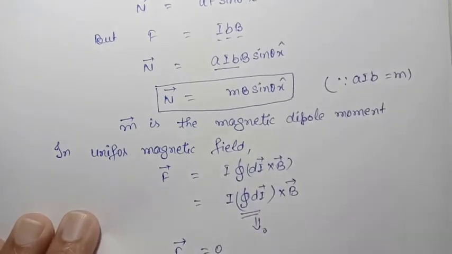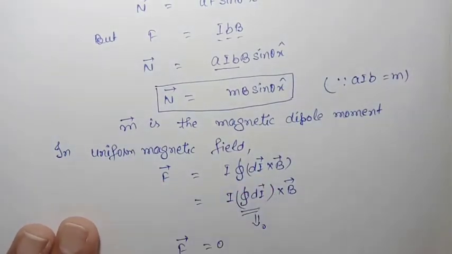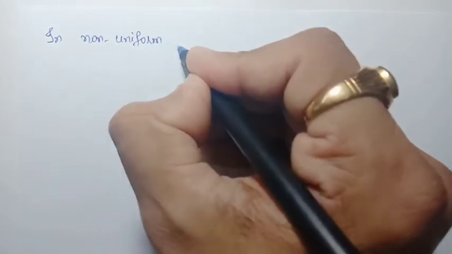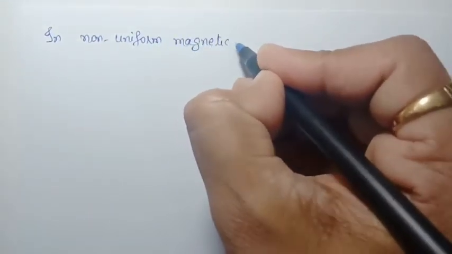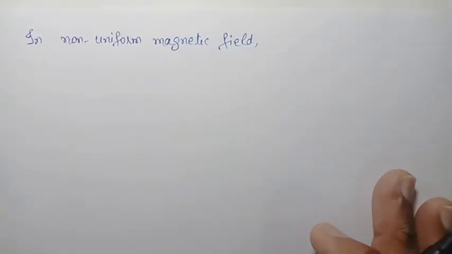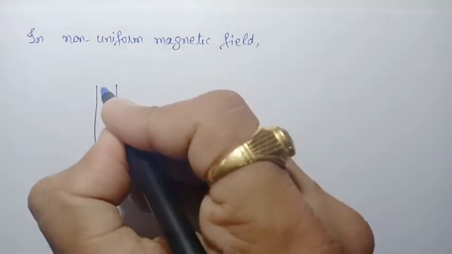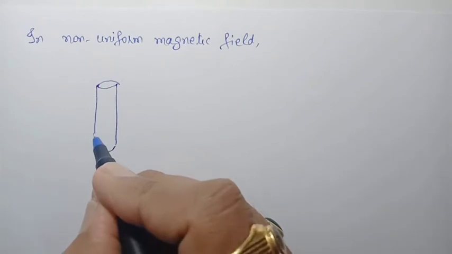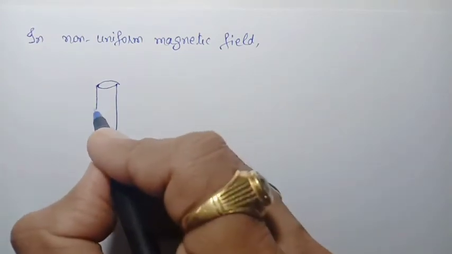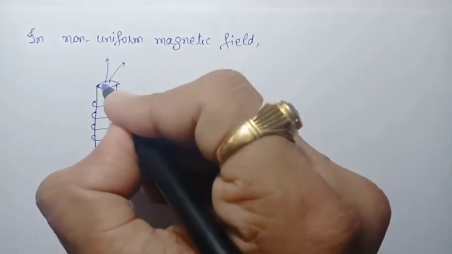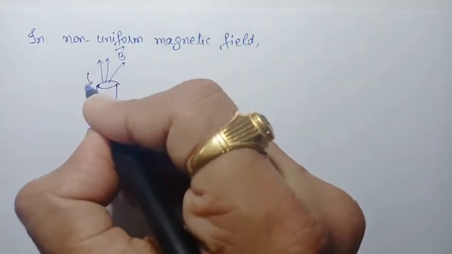Now here, next point, this is the case of uniform magnetic field, okay? Now in case of a non-uniform magnetic field, now here, suppose we have a long cylinder, and suppose we have a long circular wire of radius R, and this is a magnetic field here, and this is the flow of current.